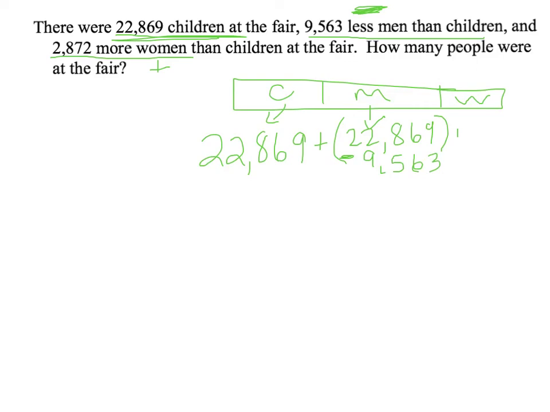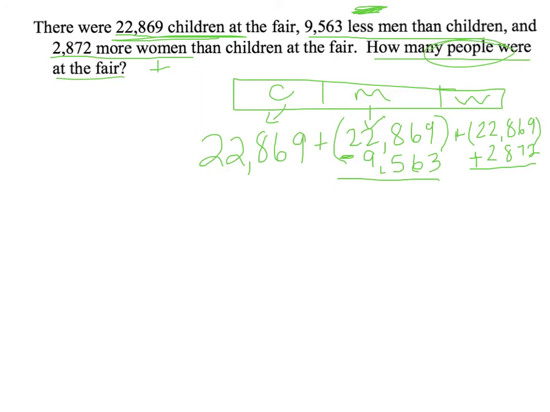And then my women, I have to add my women to find out the total amount of all 3. Well, my women are going to be in another parentheses, and they're more women than children. So if the children are 22,869, and I need to find out how much the women are going to be there, I would have to add that number, which is 2,872. So now, once I get my women and my men, then I can add all 3 up because I need to find out how many people were at the fair. So I need all the people, which means I have to add up my men, my women, and my children.